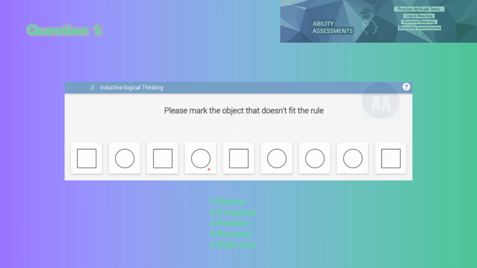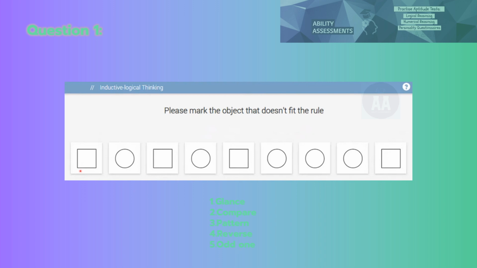And by this point, it's become clear to us that the rule or the pattern is alternating between a square and a circle, square, circle, and so on. So we've identified the pattern. So essentially, there's no need to do number 4. There's no need to go in reverse because we've already identified what we believe to be the pattern. And so we can go immediately into identifying the odd one out, or the one that doesn't fit in.